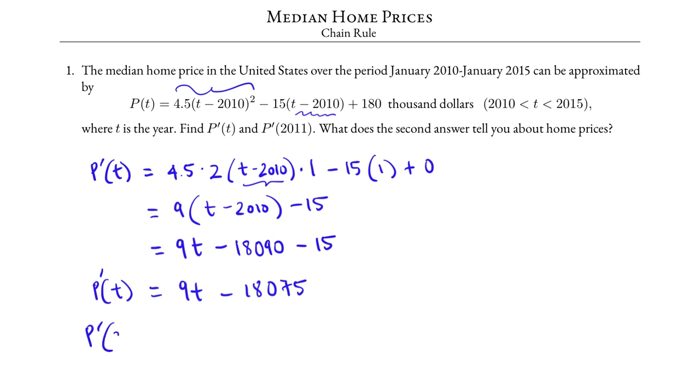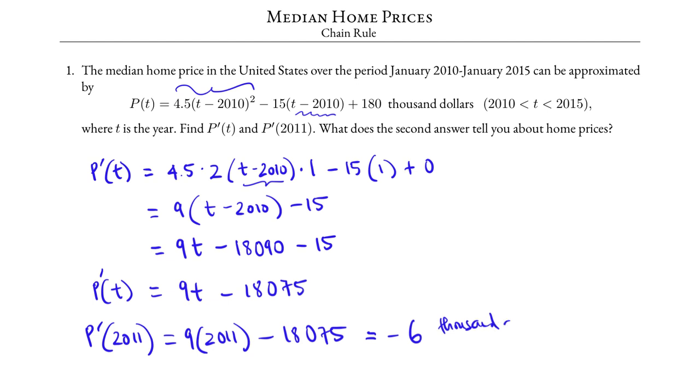Then we plug 2011 into this function. We simply substitute 2011 where t is, everything else is the same. Simplifying this, we get negative 6. The unit for this negative 6 is $1,000, which is the unit of P, over the unit of t, which is year.